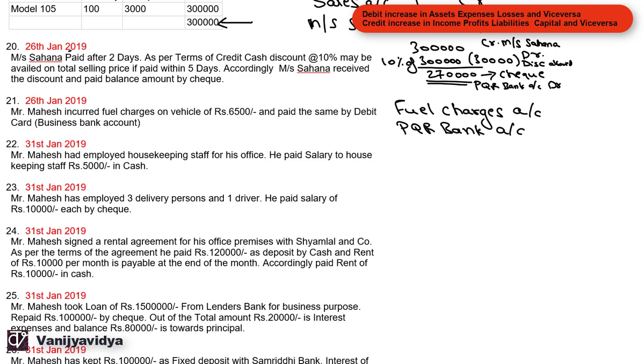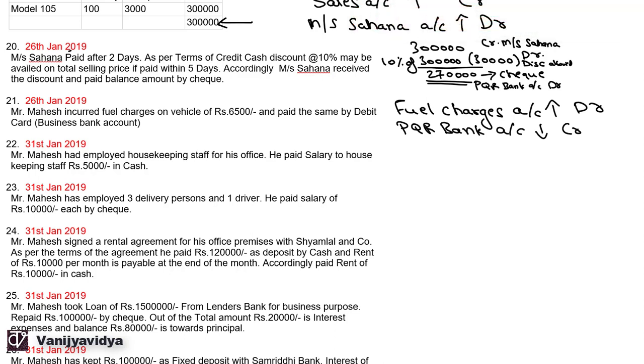Now fuel charges is an expense. So we have incurred an expense. So there is an increase in the expense. So it has to be debited. Now we have paid it by PQR bank account. So the balance in the PQR bank has reduced. PQR bank account is an asset. So whenever there is a decrease in the asset, we have to credit. So journal entry will be fuel charges account debit to PQR bank account 6,500.